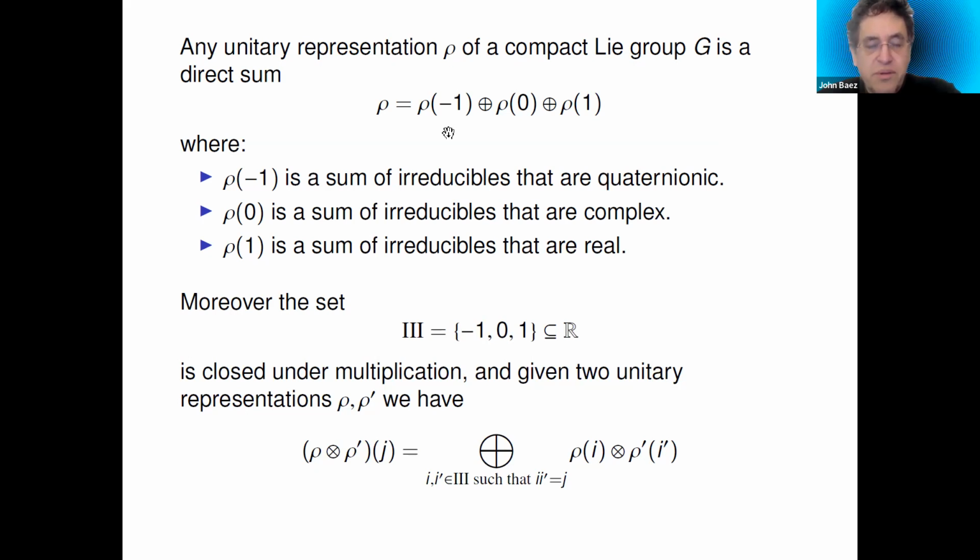So then what we could do in that situation is take our representation and write out the sum of all the irreducible parts of it that are quaternionic, and do it for all the irreducibles that are complex and all the ones that are real. And so it gives a canonical way to decompose our representation into a sum of three representations. So every unitary representation that's completely reducible gets to be canonically 3-graded.